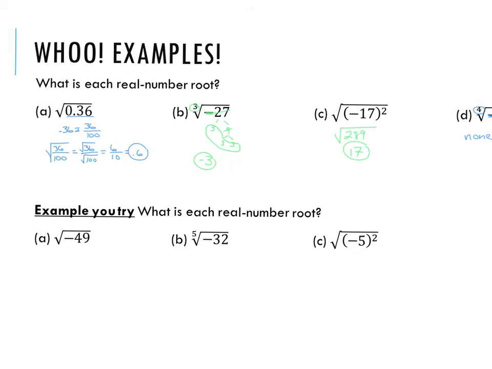Now I want you to take a minute or two and try the example. Hopefully you found for the square root of negative 49, because it's an even root, you cannot do it unless it has an i. We want real numbers, not complex. B, because it's an odd root, you can do the fifth root of negative 32, it is negative 2. And for C, remember, we're thinking of that square root of negative 5 squared like the square root of 25, so it would be 5.